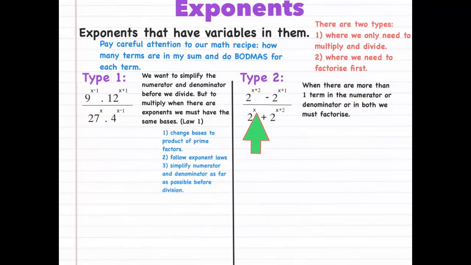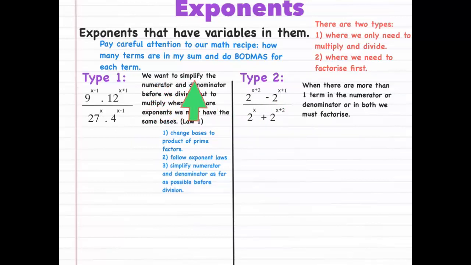Now, why do we need to factorize? Because the numerator has more than one term and the denominator has more than one term. When there are more than one term in the numerator or denominator, or more than one term in both, we must factorize. Okay, so there's pluses and minuses there, so we are going to have to factorize. And I'll show you once we get there that there's a quick and easy tip for that.